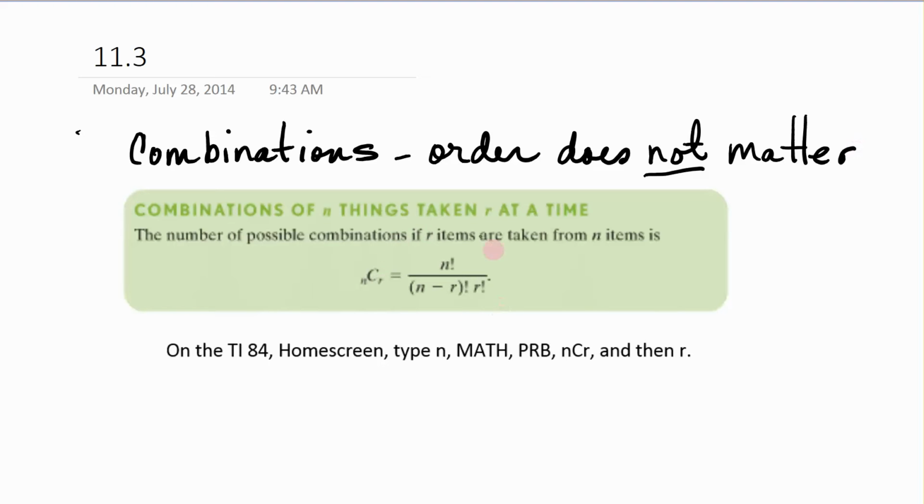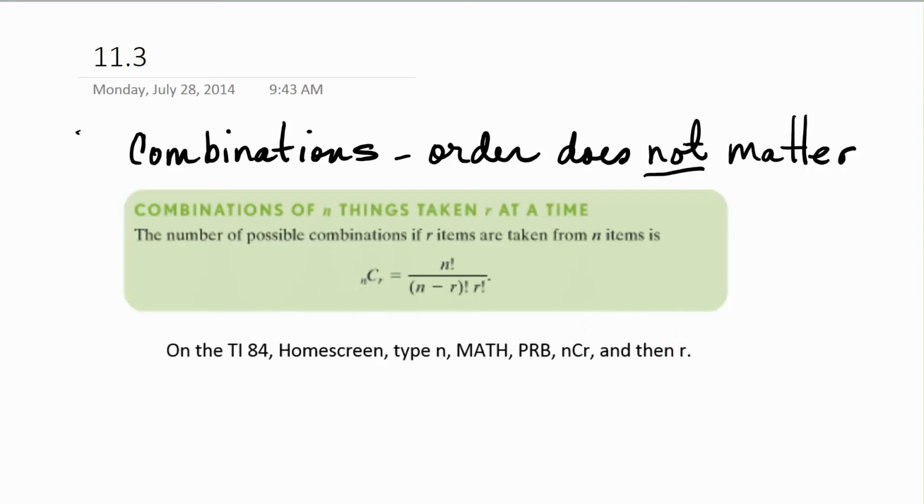And the formulas are different. Here is the combination formula. It's n factorial over n minus r factorial times r factorial. You're dividing by more. So the combinations will not be as many as the permutations were. On the TI-84, you'd start at a home screen, type in your N, math, probability, and then NCR, and then you'll type in your R value.